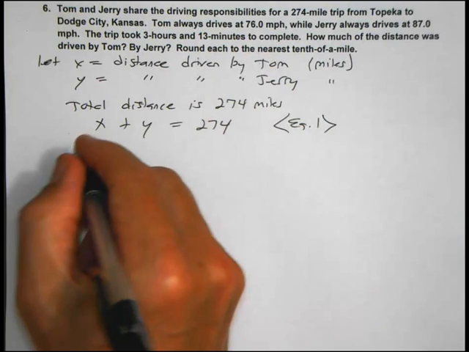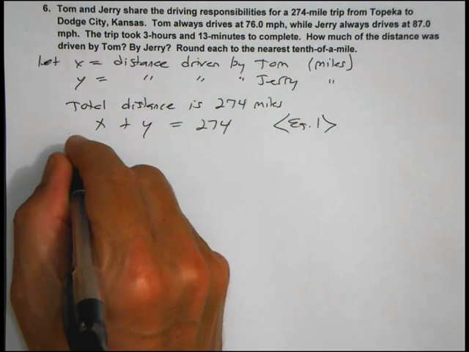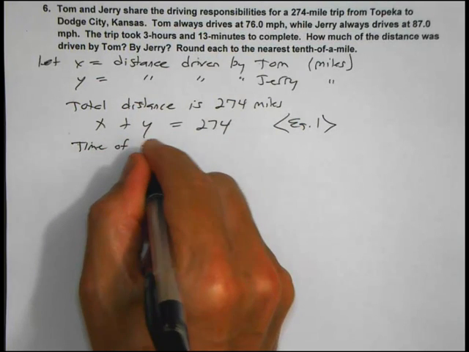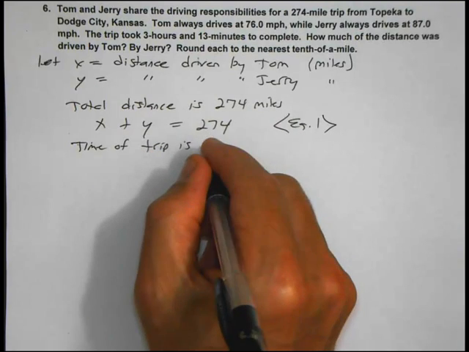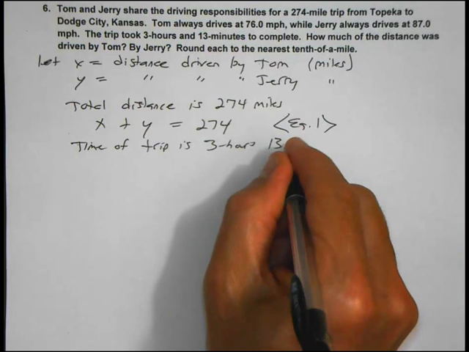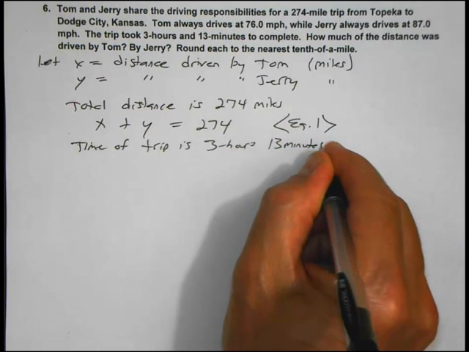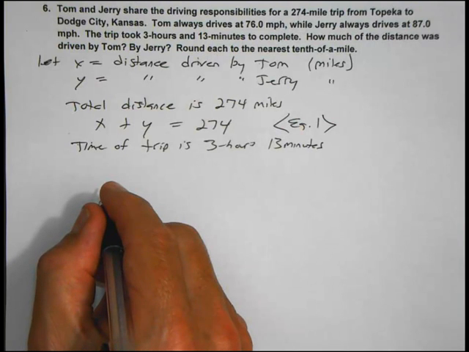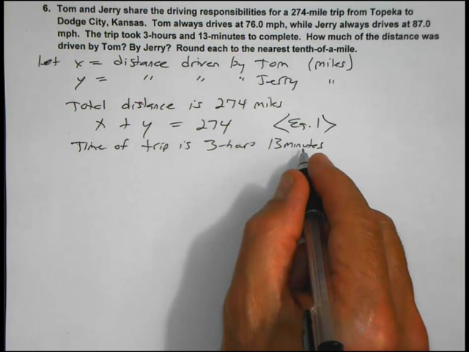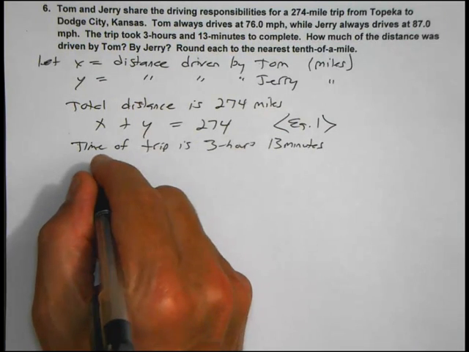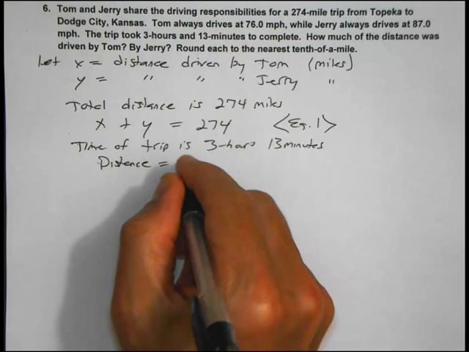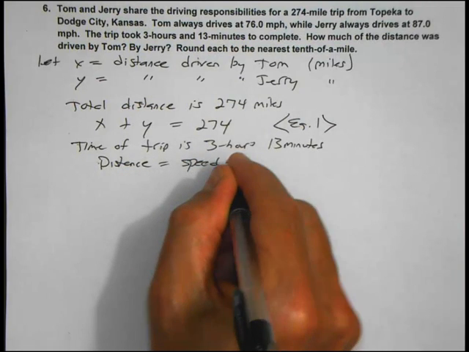Okay, let's think about that. Time of trip is 3 hours, 13 minutes. Now, a lot of times, as soon as you see information like, oh, the time is 3 hours and 13 minutes, what comes to your mind is that general formulation, distance equals speed times time.